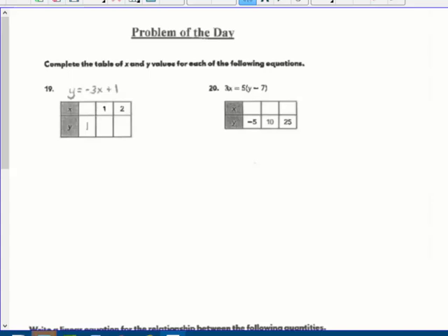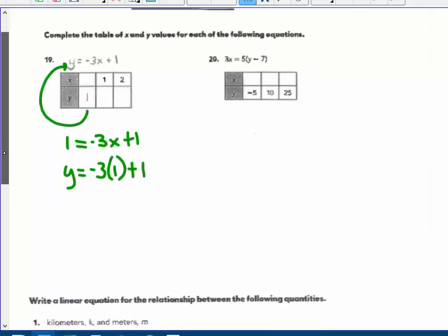Today's video can be found on page 18 of your Unit 1B packet. You can see that it's the problem of the day. Please put in the values that are given in number 19 and 20. So when y equals 1, substitute that in for the y. 1 equals -3 times x plus 1. So how do you get that equation to be equal to 1? And then when they give you the x value, y equals -3 times 1 plus 1. So solve those, 19 and 20.